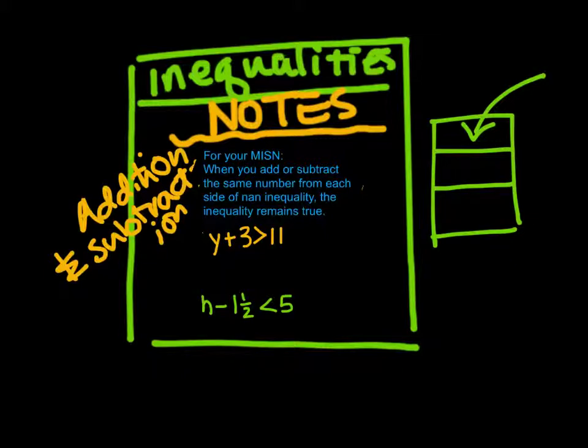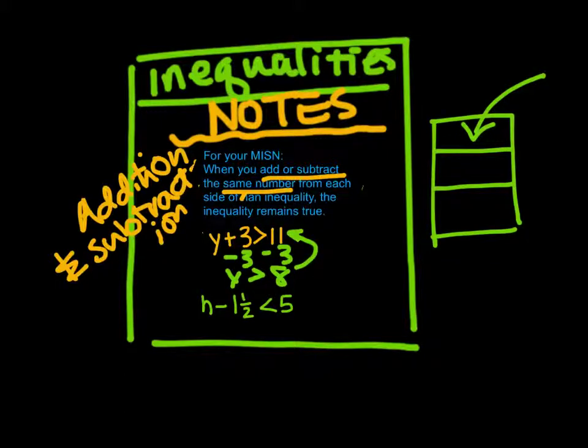the inequality remains true. So essentially, if we add or subtract the same number from each side of an inequality, the inequality remains true. Let's also do these practice problems within your missing page. y plus 3 is greater than 11, so we could subtract 3 from both sides, and we'd end up with y is greater than 8. So any number greater than 8 would make this inequality true.